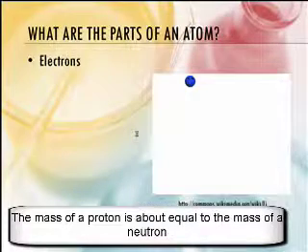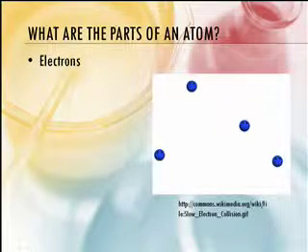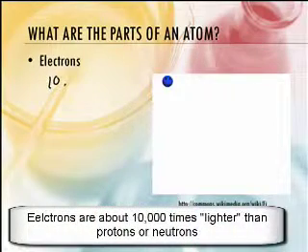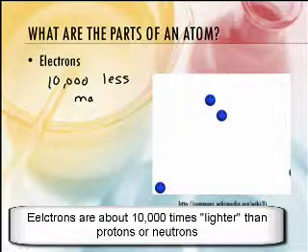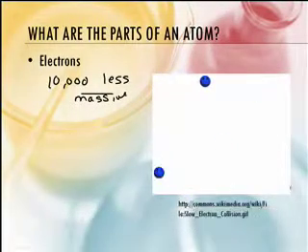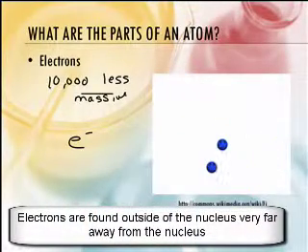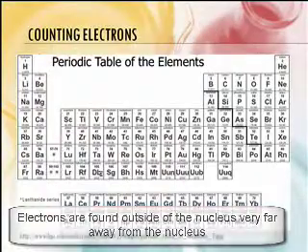And then lastly, there are electrons. I've got them moving here. That's kind of cool, isn't it? Electrons are much, much smaller than protons or neutrons. In fact, they're about 10,000 times less massive. And they are very small. They are abbreviated e negative, because they have a negative charge. And where do you find them? They're kind of buzzing around the nucleus, on the outside, somewhere. And they're kind of moving in the picture there.